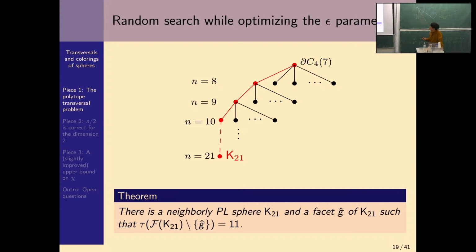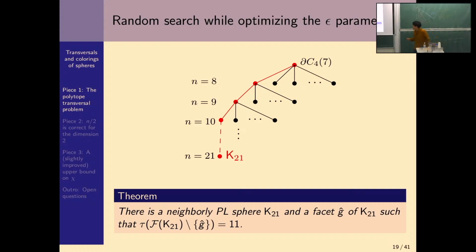And I started from the four-dimensional cyclic polytope with 7 vertices. And so we have found many stacked balls inside it as subcomplexes. There is a certain parameter called epsilon that I considered here, and I wanted to minimize this epsilon parameter. Then I choose one of them, and after that I go through the same process over and over again.